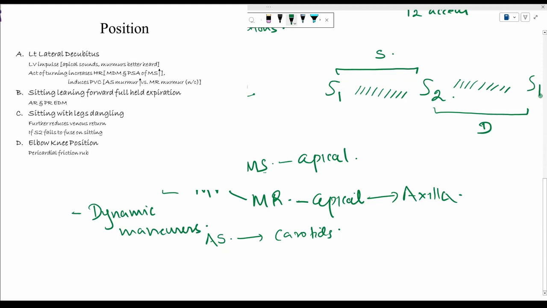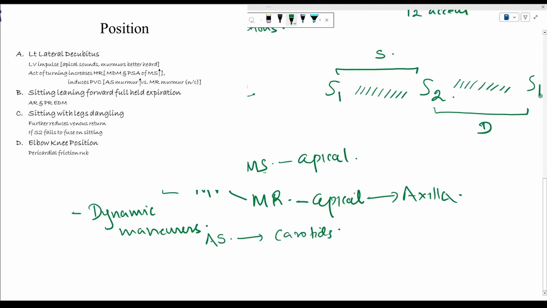There are some dynamic maneuvers to examine murmurs. Let's say apical region, you need to turn the patient to the left lateral side and tell the patient to take a deep breath and exhale and hold the breath on exhalation. Hold the breath on exhalation and you have to listen to the murmur at the apex.